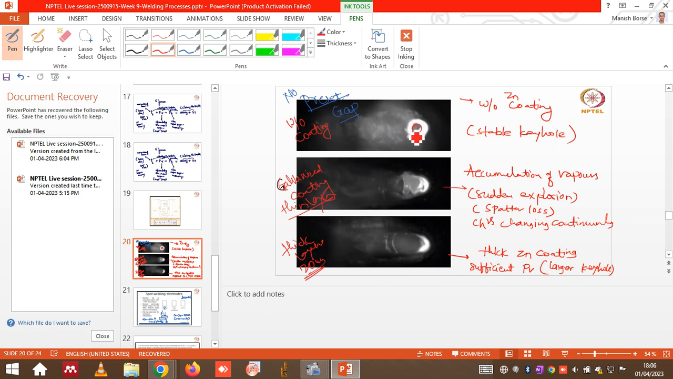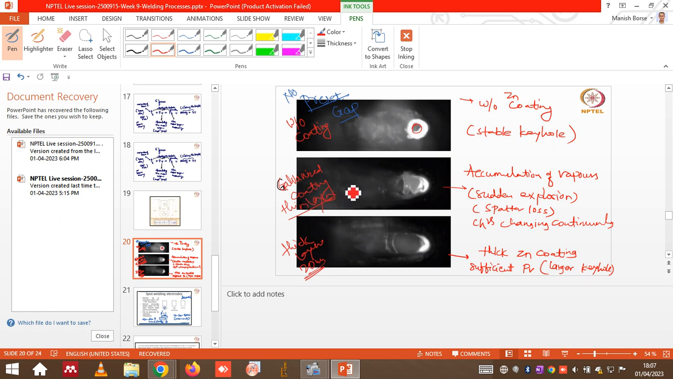This pressure is constant, and the vapors are actually escaping without any explosion, right? So spatter loss will always be less in such cases. So that is joining without coating.